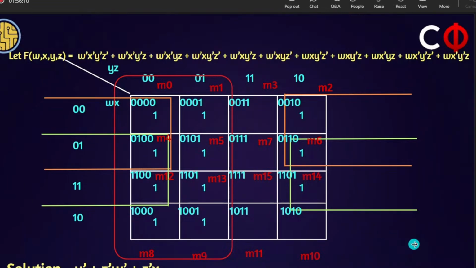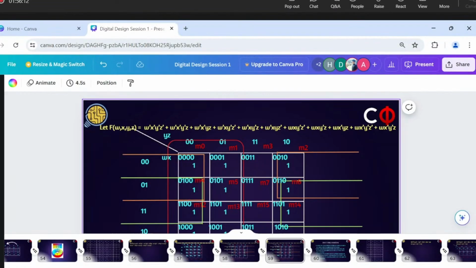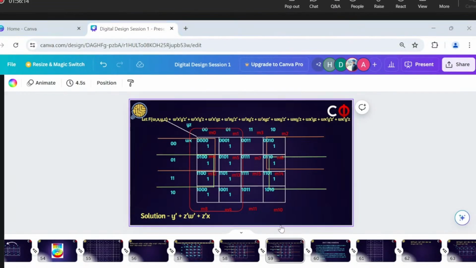Am I clear with this part, or do you want me to repeat? Like, do you want me to give you guys another example? Or is this fine?